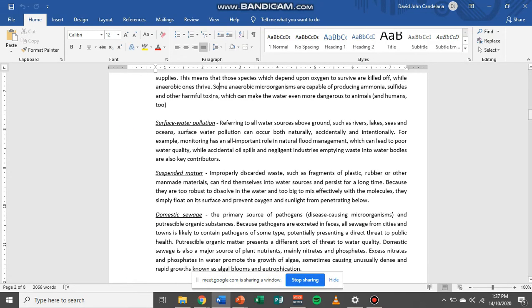Suspended matter or improperly discarded waste such as fragments of plastic, rubber, or other man-made materials can find themselves into water sources and persist for a long time because they are too robust to dissolve in water and too big to mix effectively with molecules. They simply float on its surface and prevent oxygen and sunlight from penetrating below.